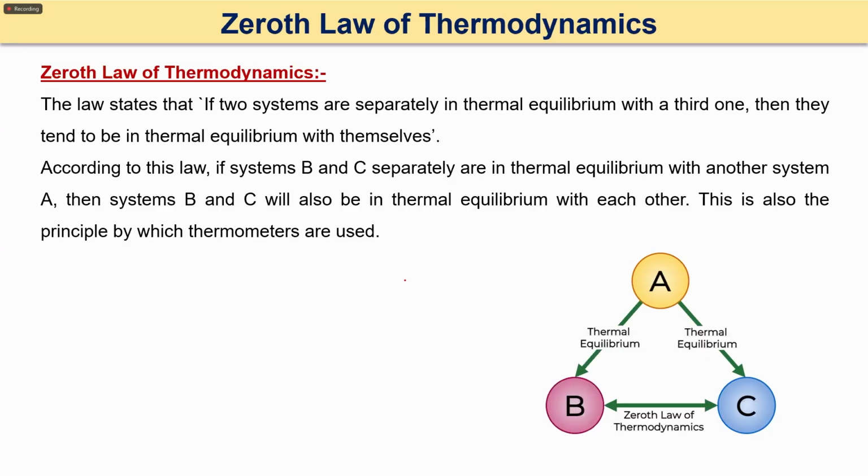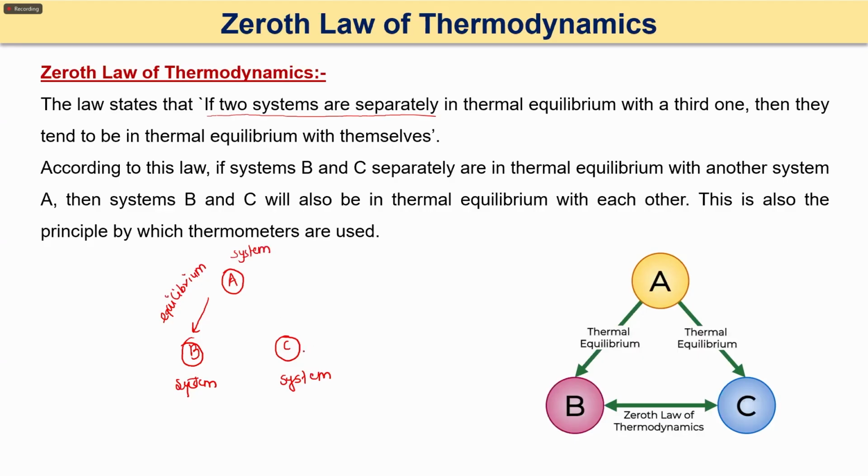The zeroth law of thermodynamics states that if two systems are separately in thermal equilibrium with a third one, then they tend to be in thermal equilibrium with themselves. Let's say we have two systems, B and C. This B is in equilibrium with this system A.